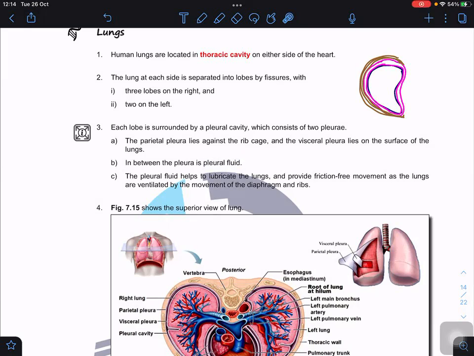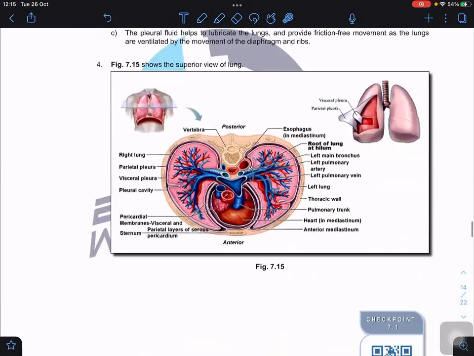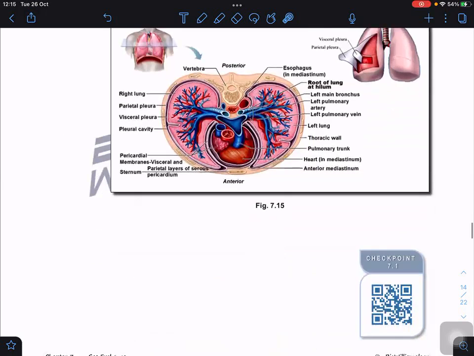The pleural fluid helps to lubricate the lung and provides friction-free movement when the lungs are ventilated by the movements of the diaphragm and the ribs. Okay, so nothing much for you guys to know. This is extra information for you guys. So therefore we have done the lung.